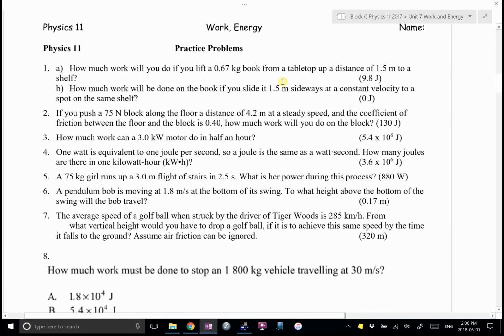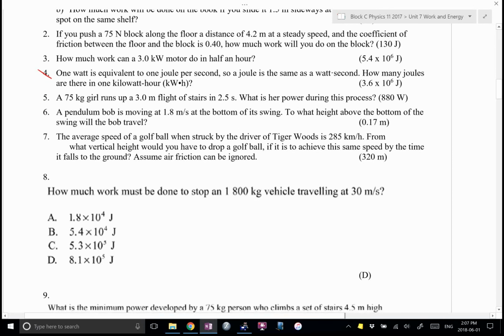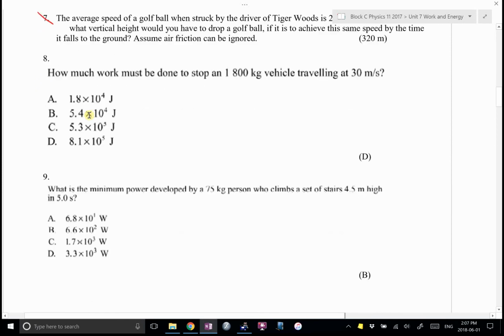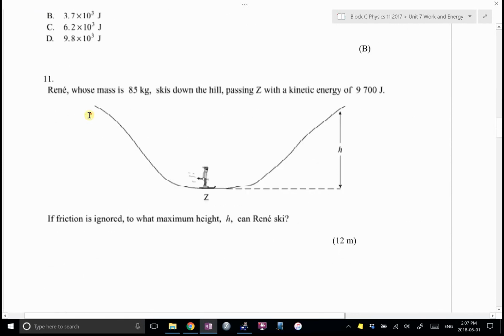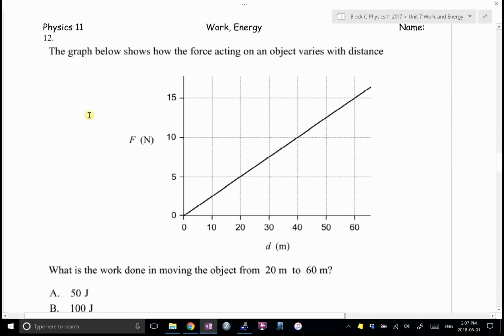So, you can cross out number 4. You can cross out number 6. Yeah, 7 I'm not a fan of. So 4, 6, 7. 8 is good. 9 is good. 10 is good. 11 is good. Ooh. What kind of a graph do you see in number 12?